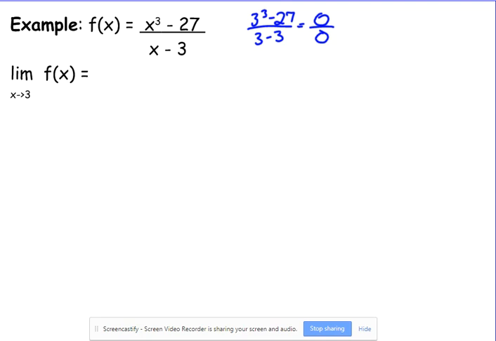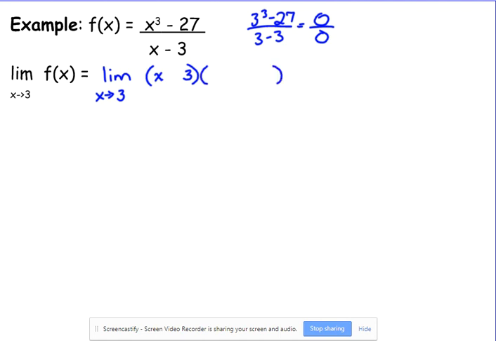Indeterminate form, though, means that we can manipulate this to fix the problem. So, I haven't gotten rid of my limit yet. I haven't evaluated anything. I'm just rewriting. The numerator, that is the difference of perfect cubes. It may have been a little while since you factored this. So the cube root of x cubed is x. The cube root of 27 is 3.